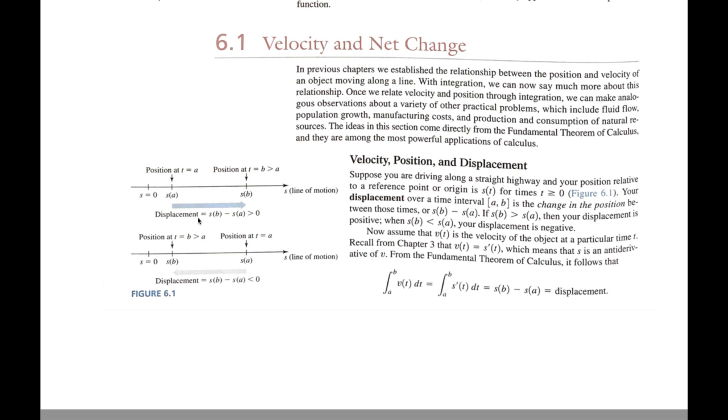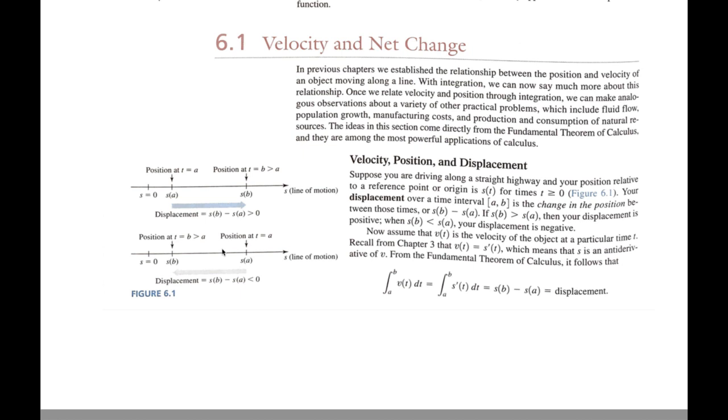Now suppose we know the position of the object at 2 times, a and b, where b is bigger than a. So time b comes after time a. Then the displacement of the object is a difference s of b minus s of a. This displacement can be positive, as in the first picture, or negative, as in the second picture.